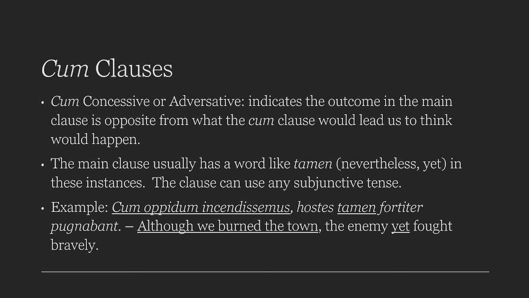That's the cum clauses. So once again, temporal uses the indicative, the normal kind. Cum circumstantial is going to use either the pluperfect or imperfect subjunctive. The cum causal is going to use any subjunctive, and there cum is going to mean since. And here again, the cum concessive or cum adversative, where cum is going to mean although. And you always want to look out for that tamen or some other kind of word like that, meaning nevertheless or however or yet, to indicate that you have a cum concessive.